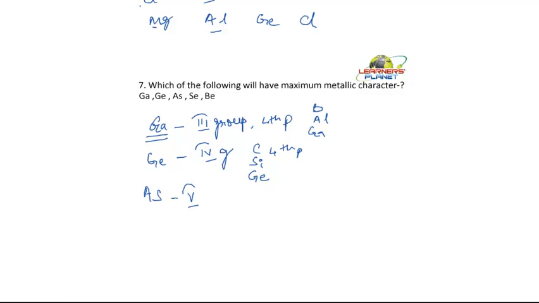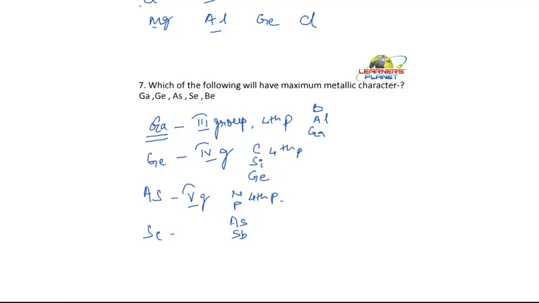Arsenic. Where is arsenic? Arsenic is in the fifth group, right? Where it comes? Nitrogen, phosphorus, arsenic and antimony. Again it is the fourth period.